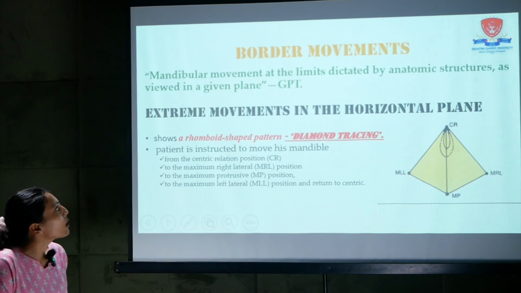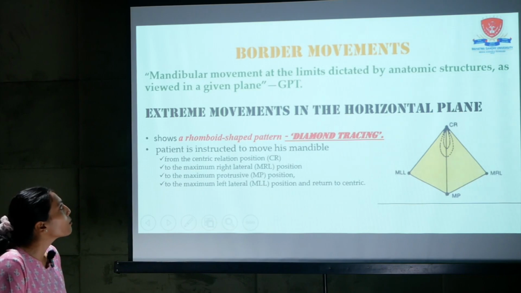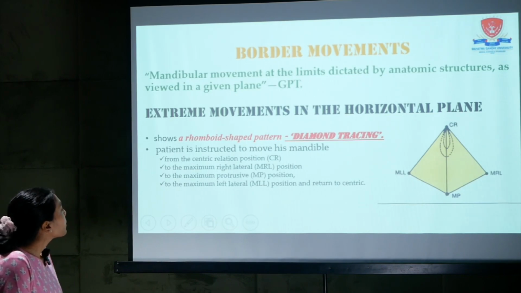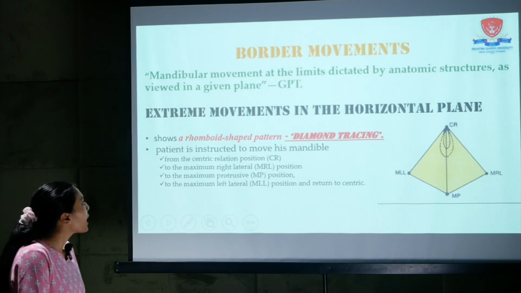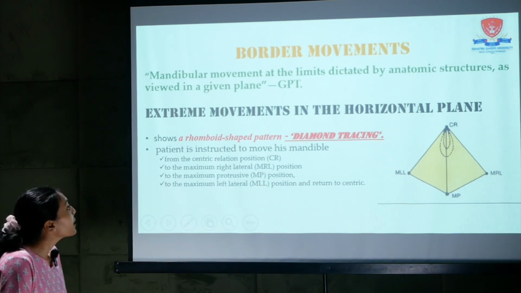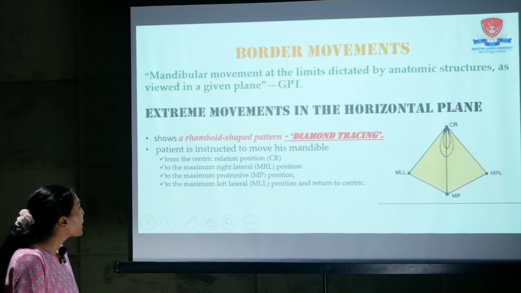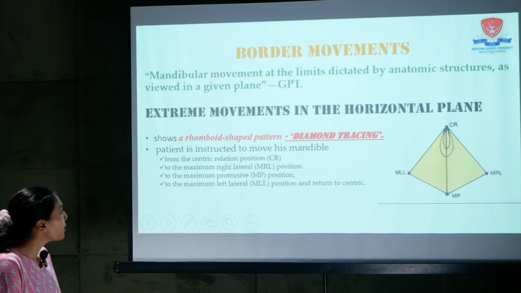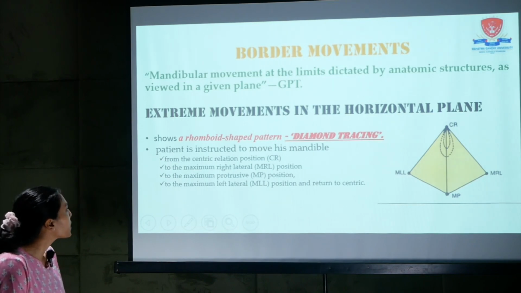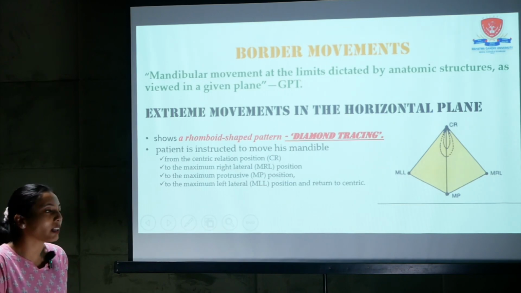Border movements. Mandibular movement at the limits dictated by anatomical structure is known as border movement. There are three border movements. First is extreme movement in the horizontal plane. It shows a rhomboid shaped pattern that is known as diamond tracing. The patient is instructed to move his mandible first from centric relation to maximal right lateral position, then maximal protrusive position and the maximum left lateral position, and it will be returned to centric relation again.